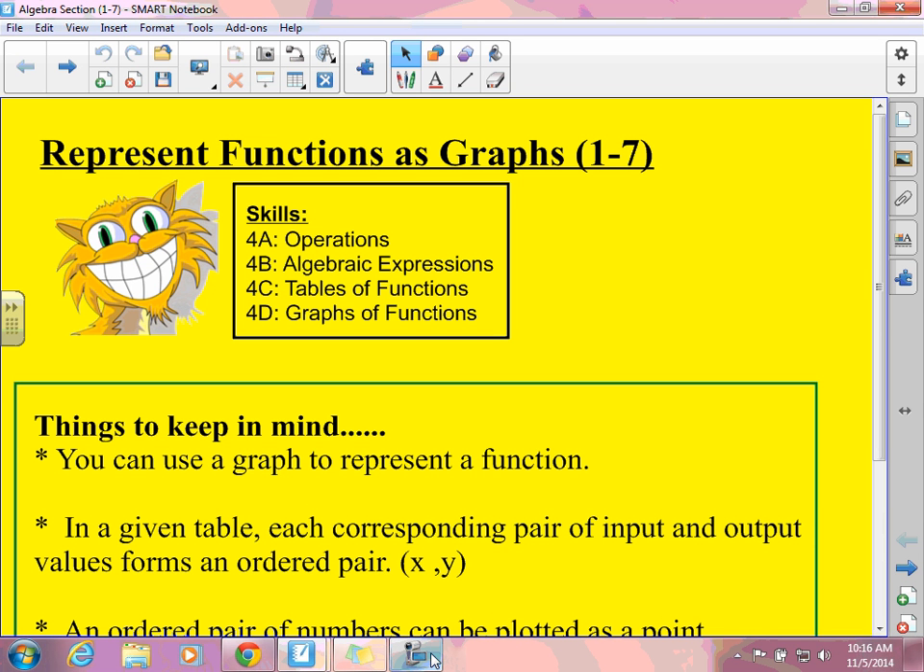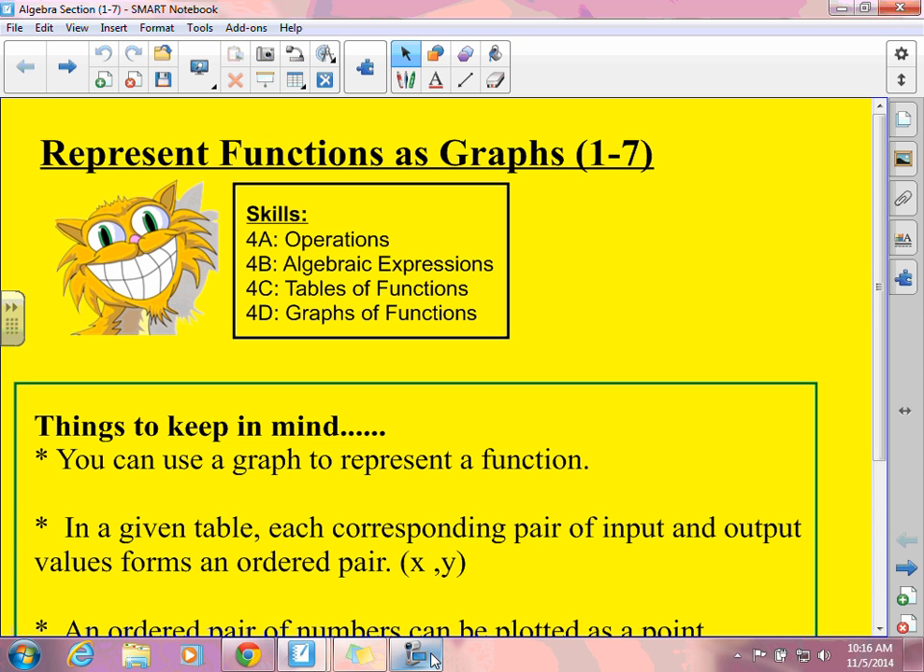So for today, what we're going to do is represent functions as graphs. It's section 1-7, which means it's chapter 1, section 7. We're still working on the 4 standards that are there. Primarily, we're going to work with tables of functions and graphs of functions, right?